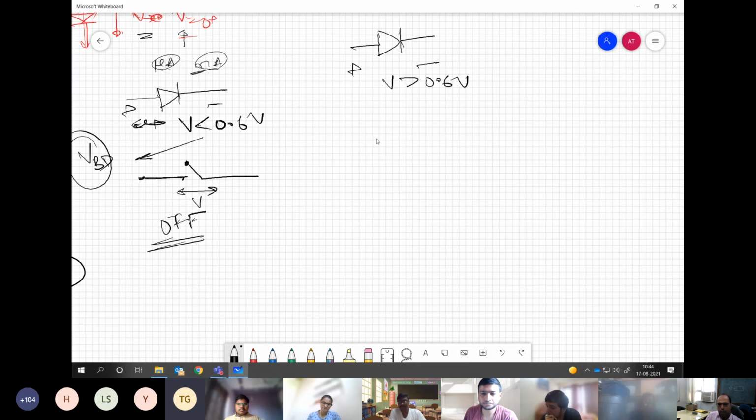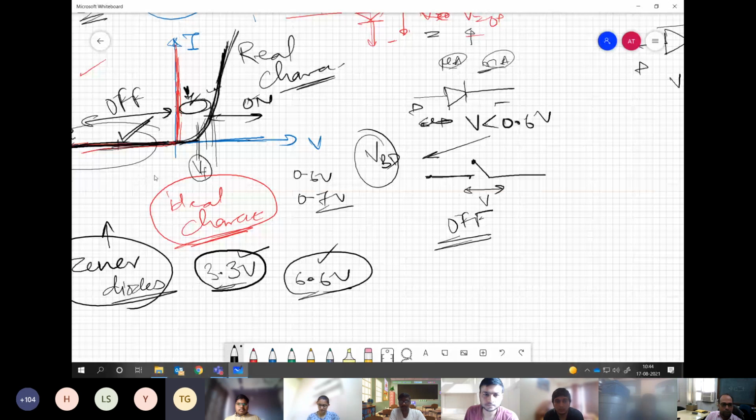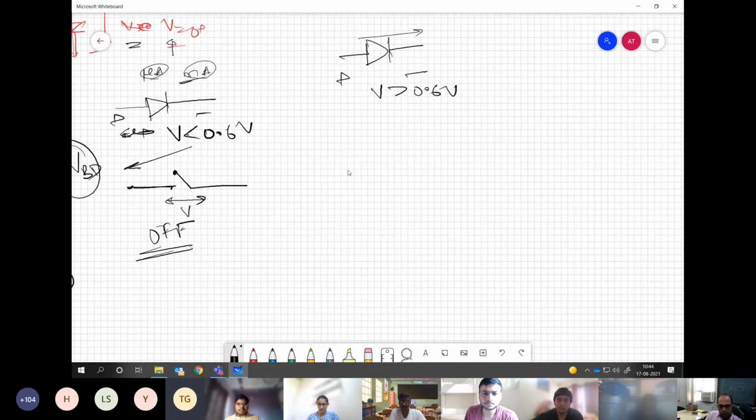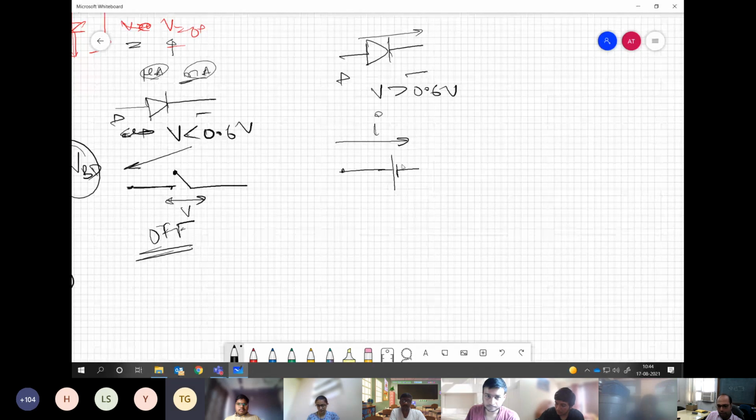So in this condition, what happens? The diode conducts, and we know that it has some slope. So how do you model this diode during the on state? What we do is first put in our barrier voltage or threshold voltage. The direction of conduction you have to consider. This is the way the current is flowing. So it is a reverse voltage. This is your threshold voltage, 0.6 volts.